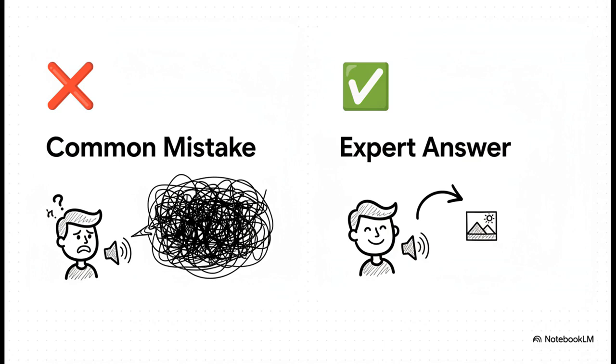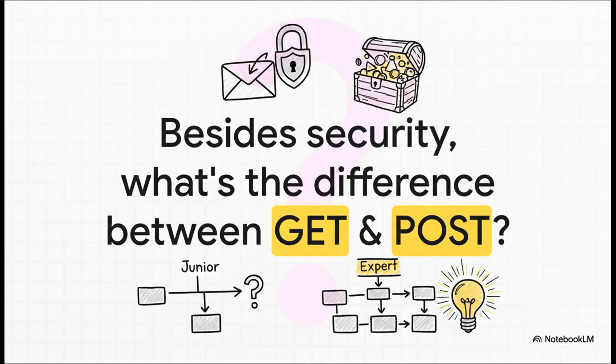The expert move is to include the attribute but leave it empty. That alt equals empty isn't a mistake, it's a deliberate signal. You are actively telling assistive technology, hey, this image is purely for decoration, you can safely and completely ignore it, which makes for a much cleaner experience for the user. Okay, on to the next one.